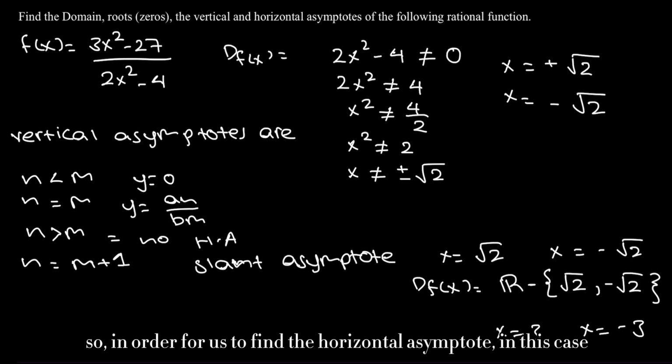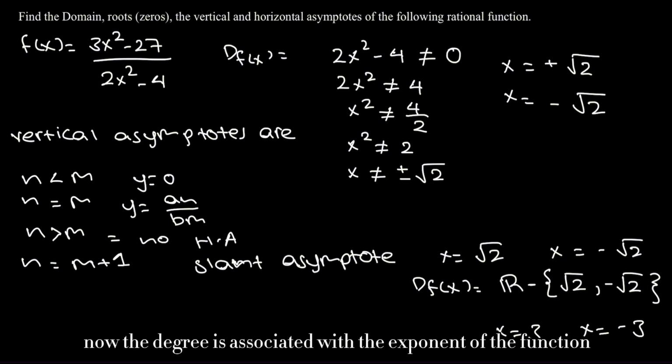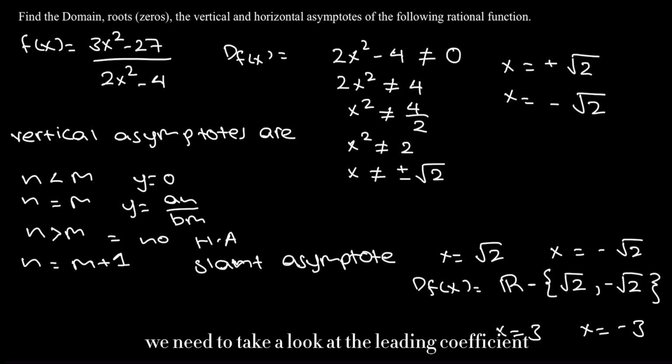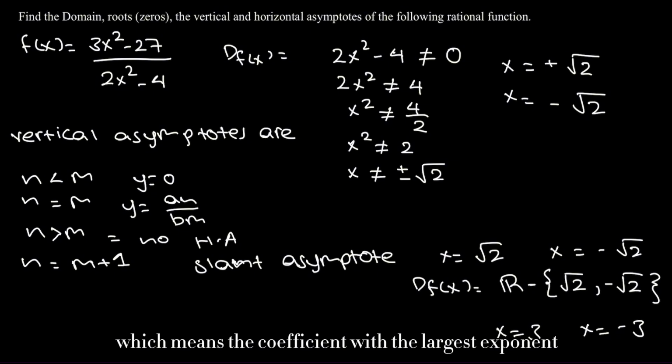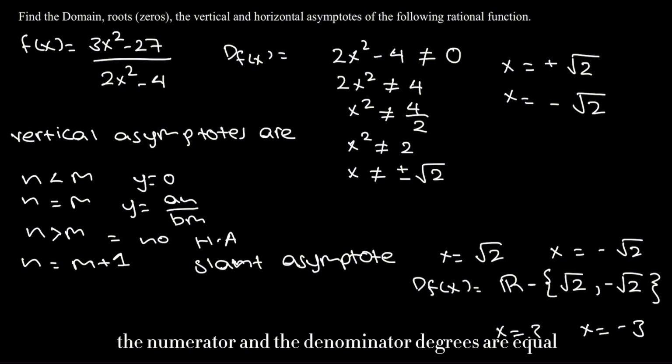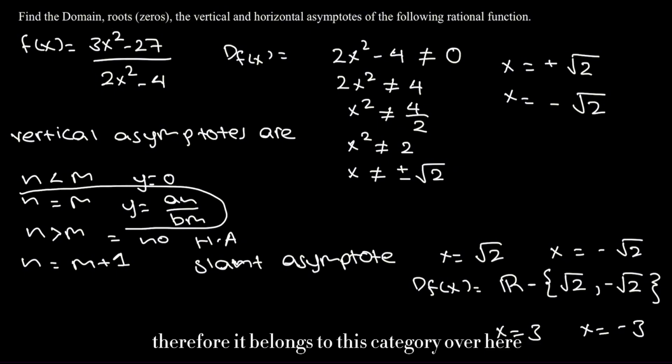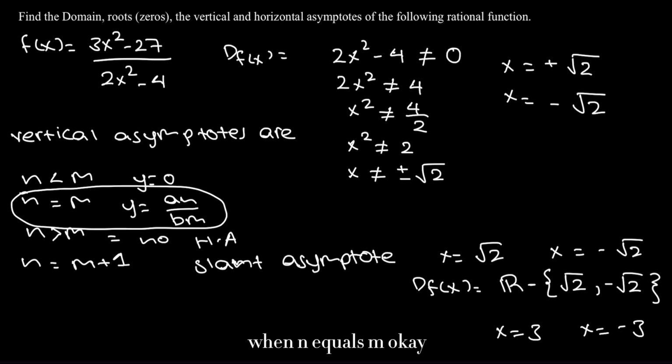So, in order for us to find the horizontal asymptote in this case, we need to take a look at the degree of the numerator function and the denominator function. Now, the degree is associated with the exponent of the function. We need to take a look at the leading coefficient, which means the coefficient with the largest exponent, and compare the numerator and the denominator. Now, as we can tell here, the numerator and the denominator degrees are equal. We have 2 and 2. They are equal. Therefore, it belongs to this category over here, when n equals m.